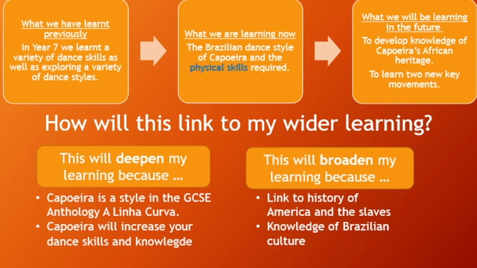So as you can see top left, looking at what you have previously learnt, in Year 7 you learnt a variety of dance skills such as actions, dynamics, different uses of space, as well as exploring a variety of dance styles which included ballet, contemporary, street dance and also Bollywood.